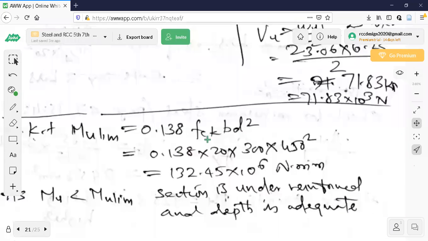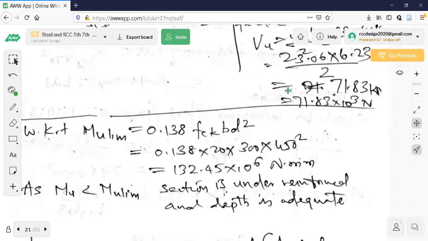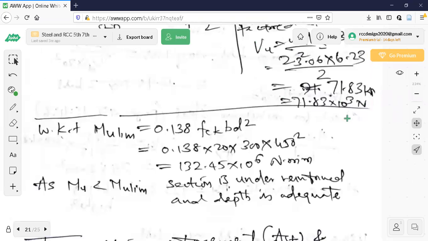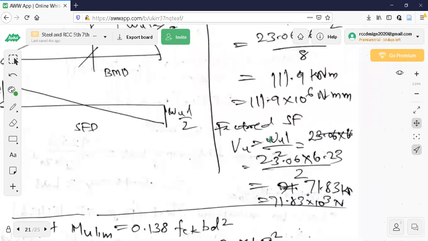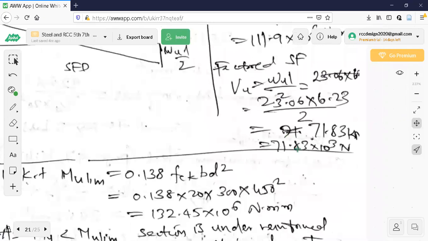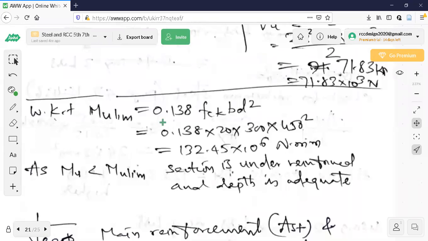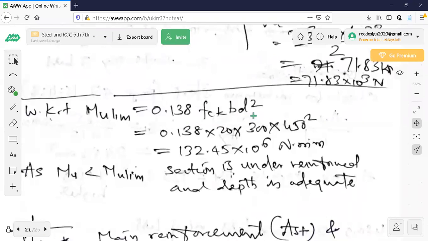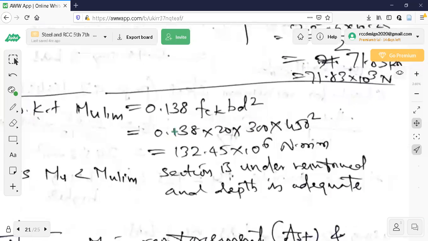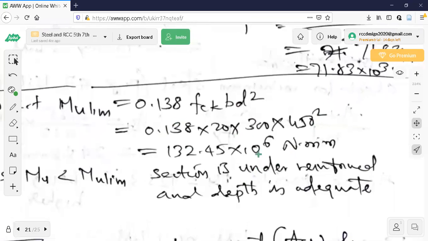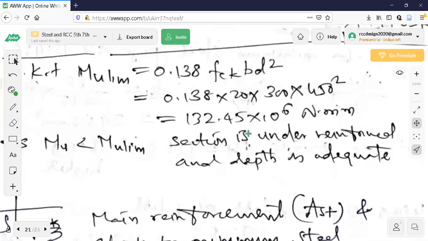Now what I have done is, after calculation of MU and VU, that is the maximum values of bending moment and shear force, I'm going to separately find MU limit, which is 0.138 FCK BD square. You substitute all this. That is why I wanted bending moment in Newton mm, because this will be in Newton mm. So this is 132. Now compare these two.